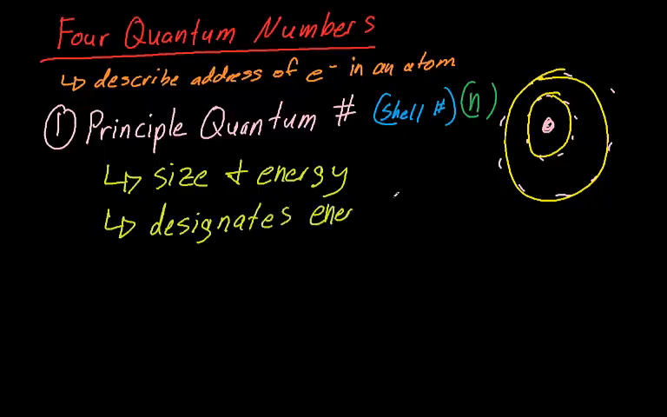Energy level, like we said earlier with these orbitals. So a higher quantum number, higher n, equals a higher energy, because as it gets farther away from the nucleus, there's more energy that it can give off.